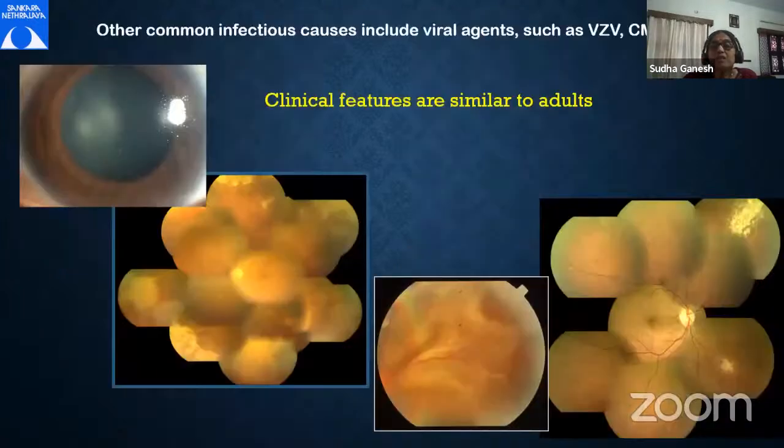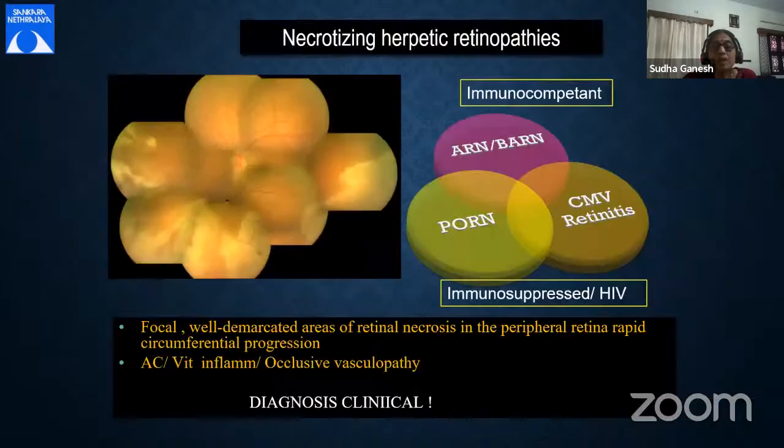Coming to VZV, HSV, and the other viral infections, the clinical presentations are very similar to the adults. Children can present with a focal, well-demarcated area of retinal necrosis in the peripheral retina with a rapid circumferential spread. They present with anterior chamber inflammation, vitreous inflammation, and occlusive vasculopathies. And the immunocompromised can present with CMV retinitis as well.